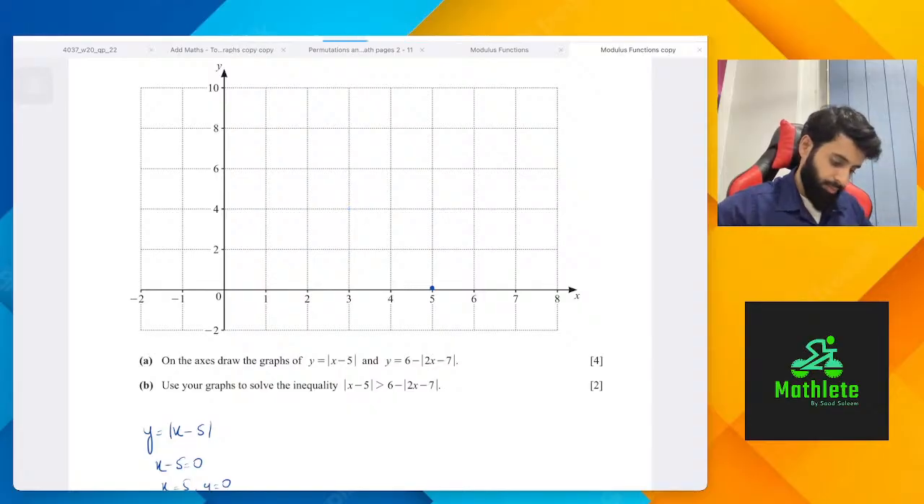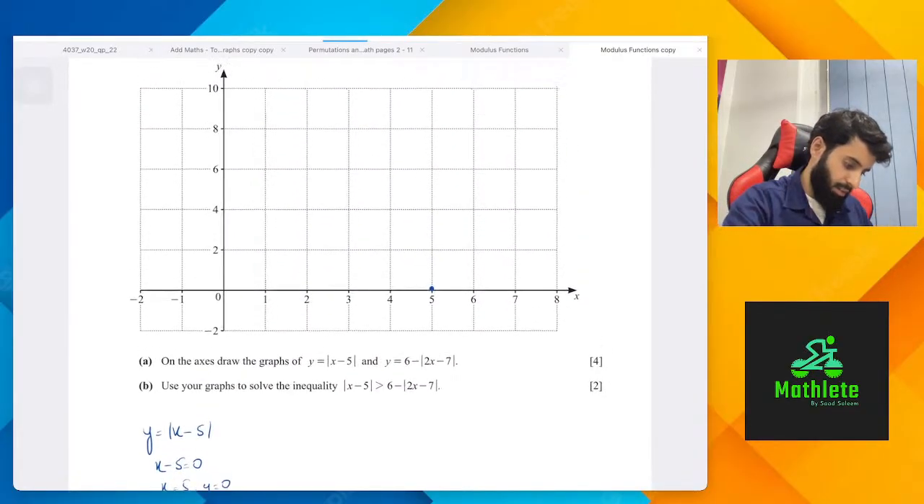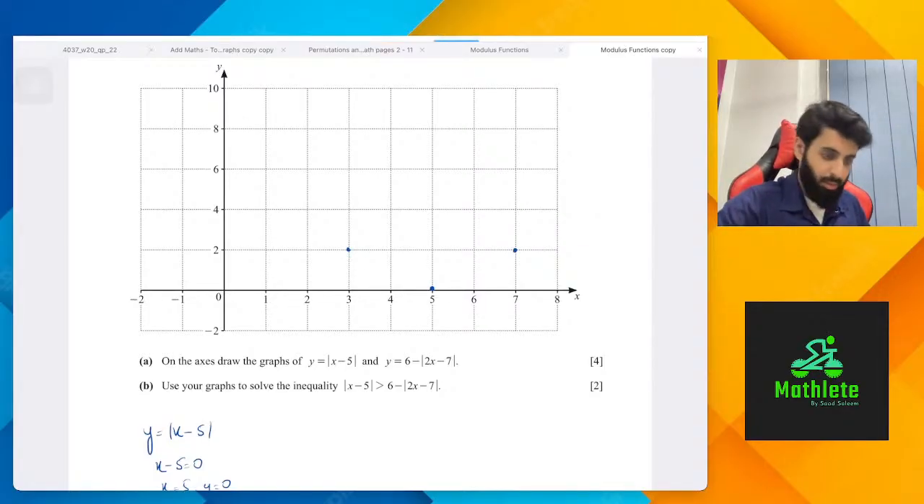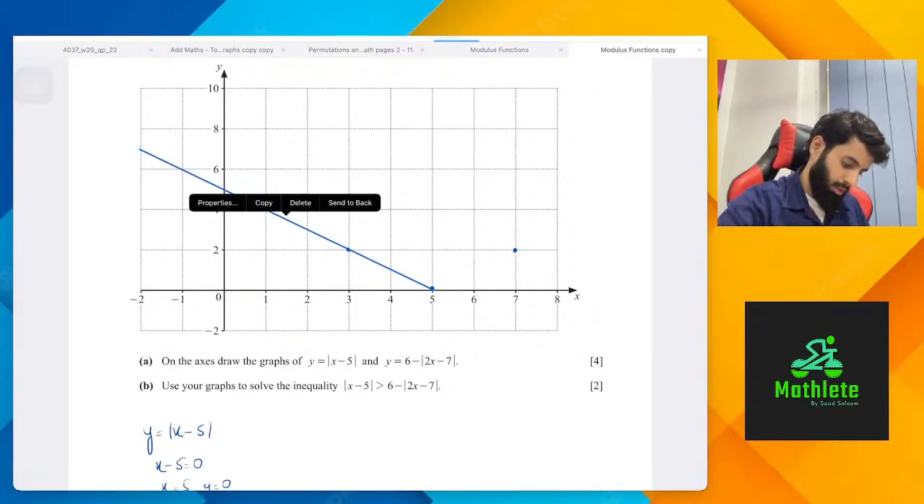Okay. So let's do one thing. Let's plug in 7. At 7 it's 2. Okay. And I think that's it. Let's plug in 3. So 3 minus 5, that's minus 2 and the absolute value is 2. Okay, thank you whoever pointed that out. That saved me a lot of time. Okay, so there you go.